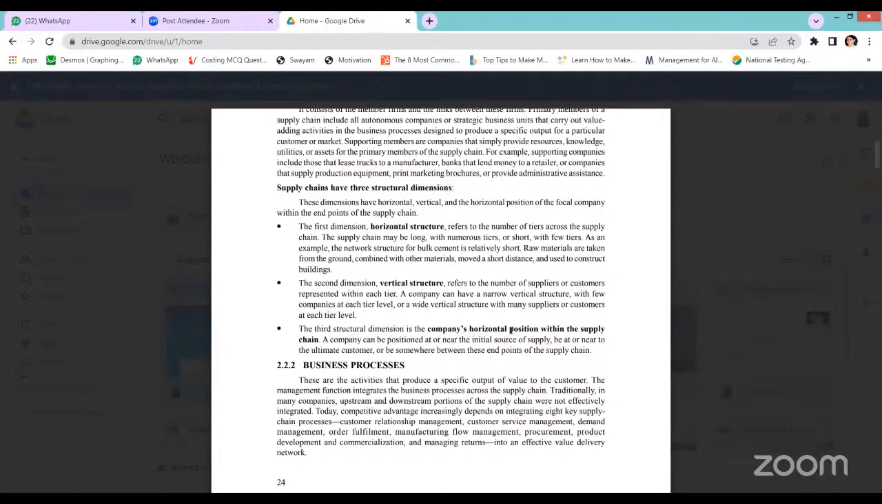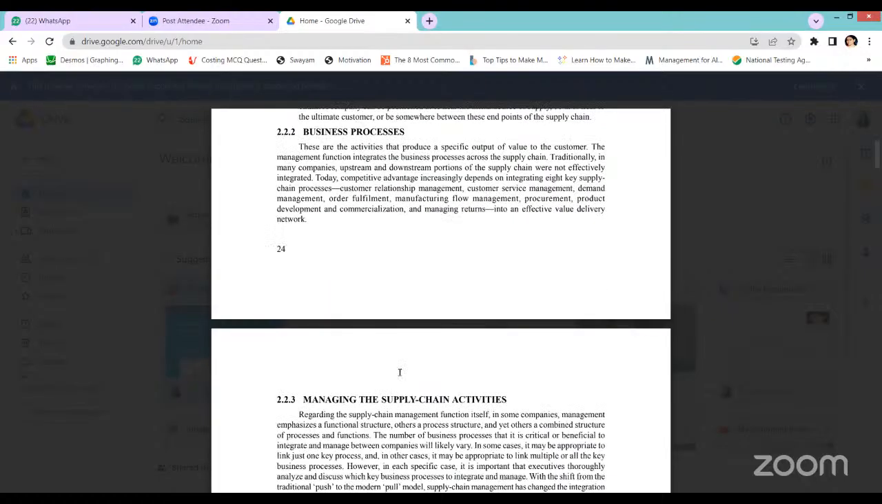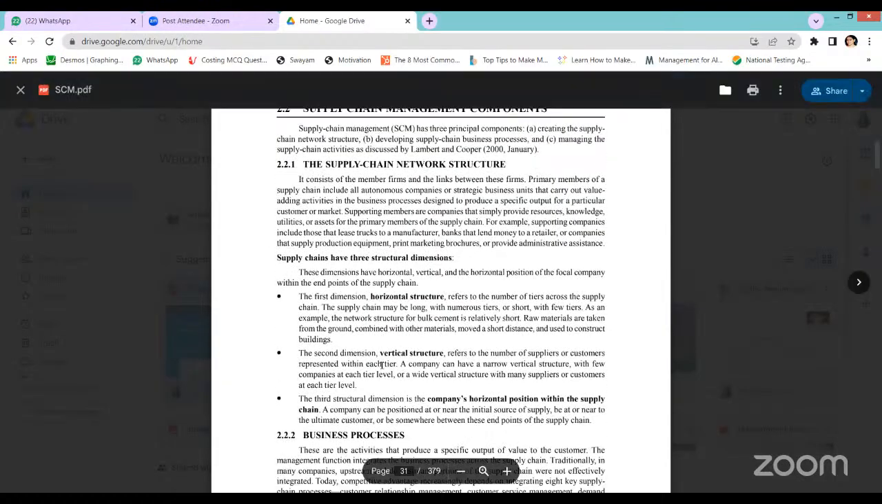The third one is the company's horizontal position within the supply chain. A company can be positioned near the initial source of supply, or near to the ultimate customer, or somewhere in between these endpoints. The supply chain has to be positioned by the business unit.